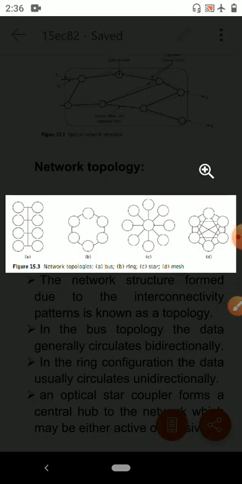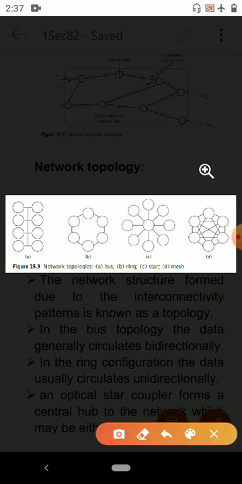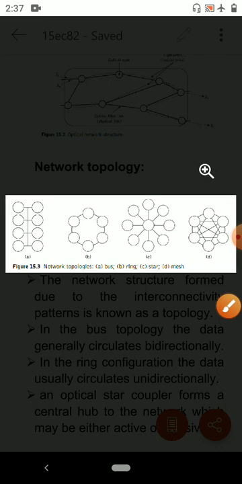The network structure formed due to the interconnectivity patterns is known as a topology, which can take the form of a bus, ring, star or a mesh structure as shown in the figure. Bus, ring, star and mesh, where the circles represent the interconnected nodes.